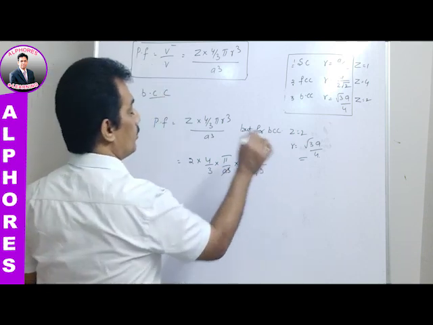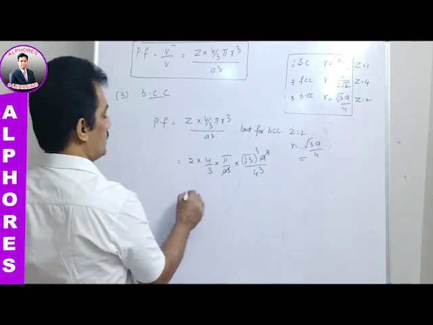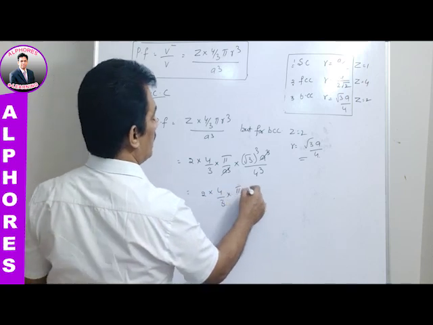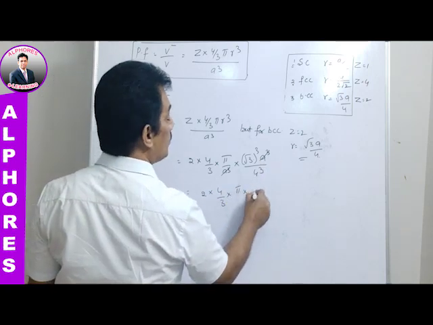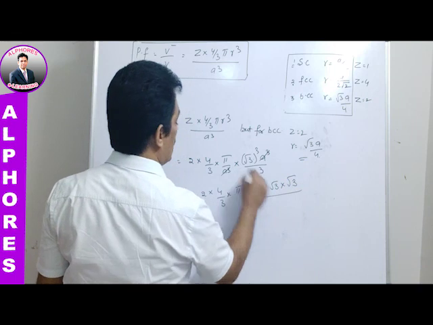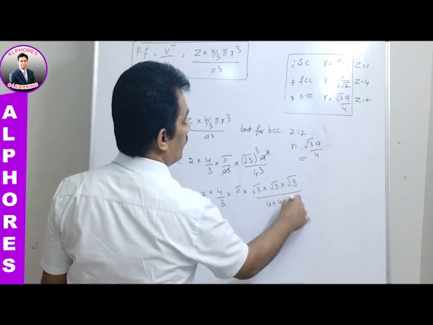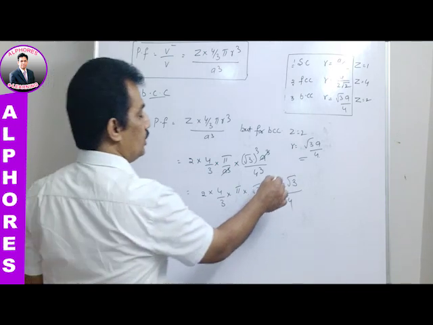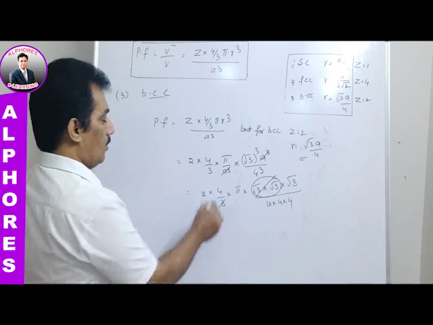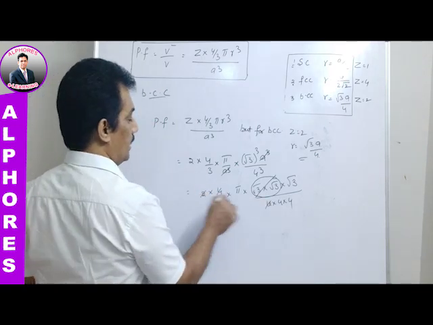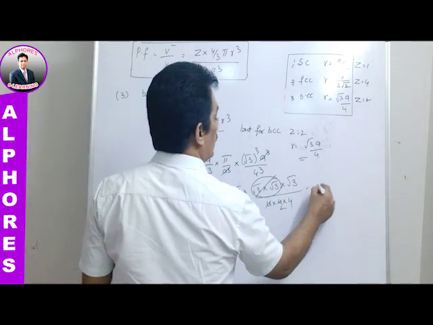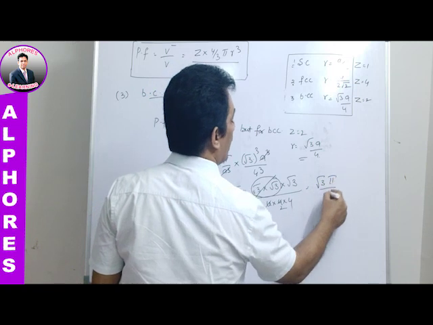A cube gets cancelled. And now it is 2 into 4 by 3 into pi into root 3 cube, that is root 3 into root 3 into root 3. You can write like this. And it is 4 into 4 into 4. Now root 3 into root 3 is nothing but 3, cancelled. Now 4 cancelled, and 2 times cancelled. The remaining part is nothing but root 3 pi by 8.